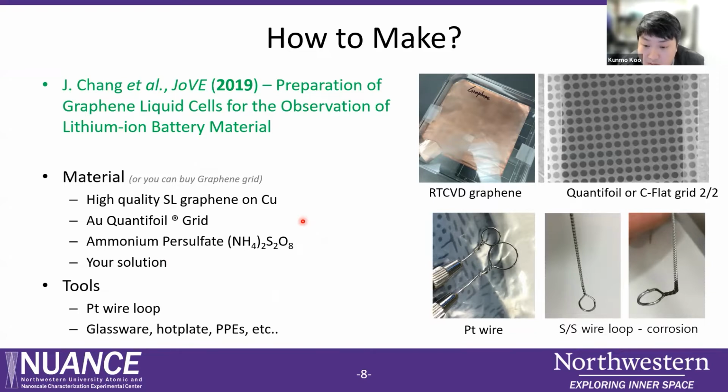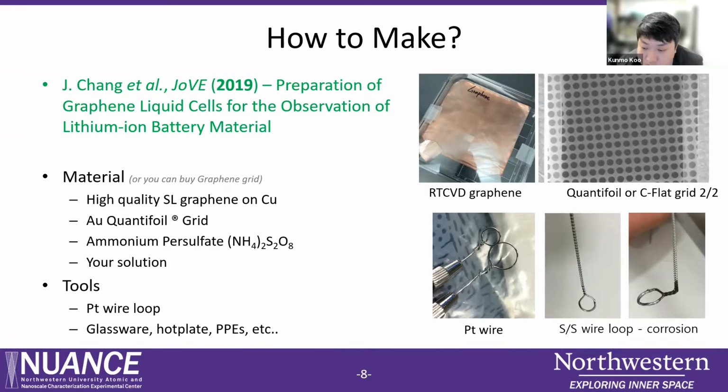First, for the materials, you'll need graphene, of course, and the Quantifoil grid for the support, and the copper etchant and your material for making the liquid cell. The graphene here is preferably CVD-grown single layer graphene rather than exfoliated or reduced graphene oxide, because high quality graphene with fewer defects and big grain size will increase your success rate.